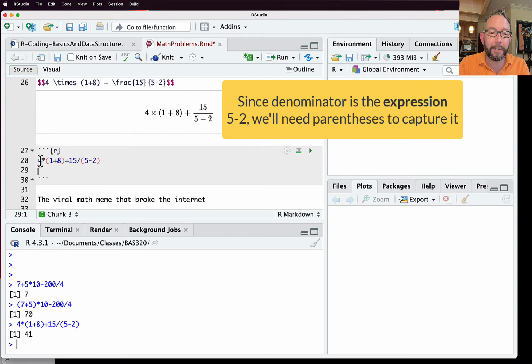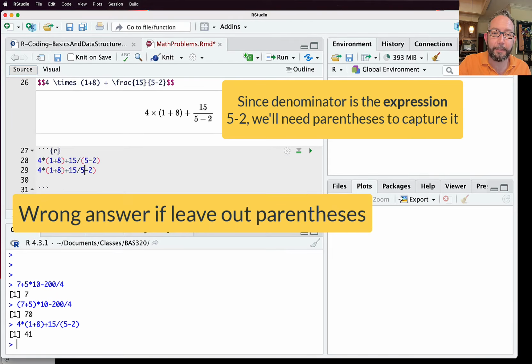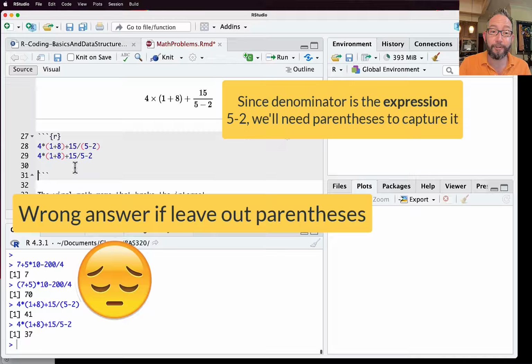Notice how the result would have been a bit different if I were to copy and paste this and just leave off that set of parentheses. What's going to happen is that R is going to divide 15 by 5 and then take that result, 3, and subtract 2 from it, and I'll get a very wrong answer.